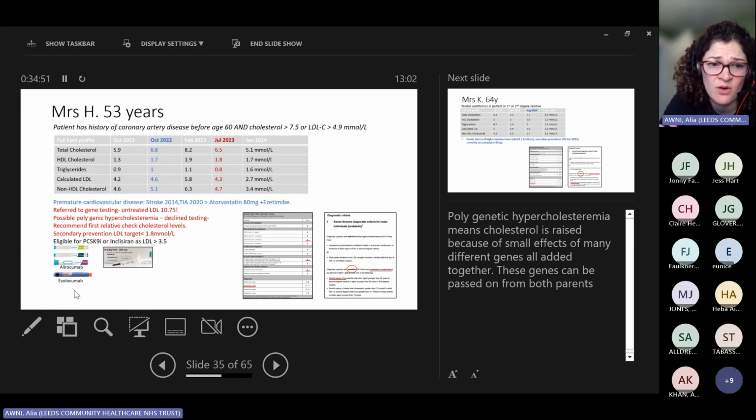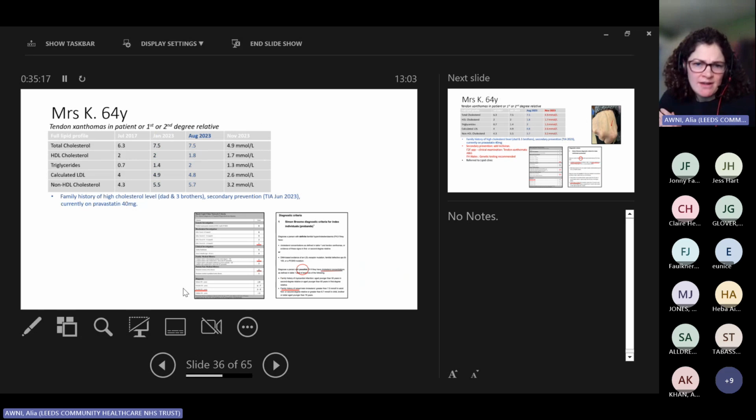This patient opted for the inclisiran injection, and if you look at January 24, the last lipid levels, it brought the LDL further down, a 37% reduction. So it's still not reaching the targets that we want, but it's brought it down further. So that's that one.